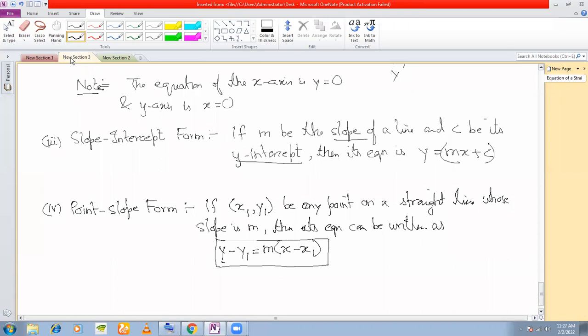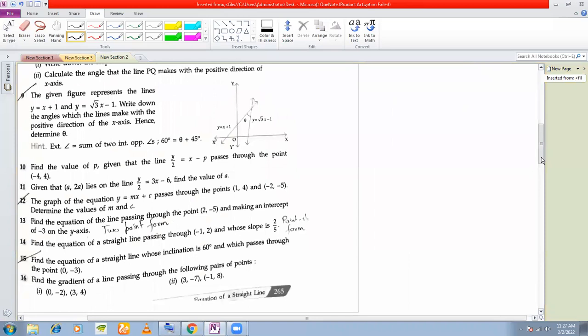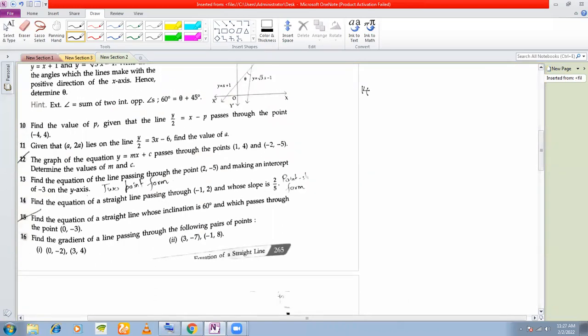Okay, so let's see one problem from point slope form. One problem from point slope form is number 14. The question here is: find the equation of a straight line passing through -1, 2 and whose slope is 2 by 5. So given here the slope m is 2 by 5. And what is the point here? x1, y1 is a point on this line, and the point given is -1, 2. That means x1 is -1 and y1 is 2.